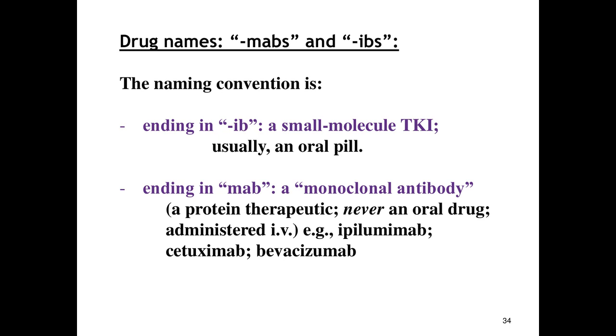Just a word about the naming convention. You'll hear about monoclonal antibodies like bevacizumab and cetuximab, and you'll hear about small molecule TKIs like imatinib and dasatinib. If it ends in ib, it's a small molecule, it's a pill that you take by mouth that inhibits the tyrosine kinase.